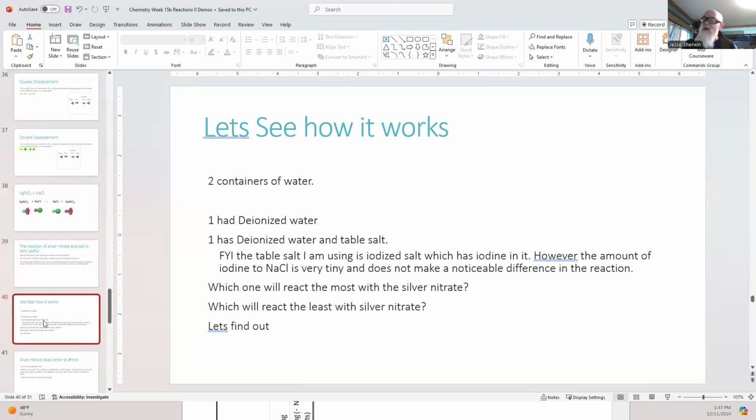I did verify that the iodine present in this test would react, but because there's so little iodine, I think it's like 35 or maybe 100 micrograms per 1 gram. Tiny, tiny, tiny. It's so little, it's nothing you can even observe. So with most chemical equations, they don't even represent iodine being in the process, but it is there. So we're going to do this. And you should hopefully have a good idea which one is going to react with most of the silver nitrate, the one with the deionized water or the one with the salt.